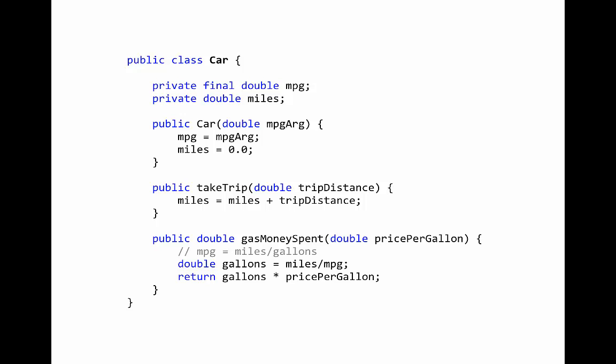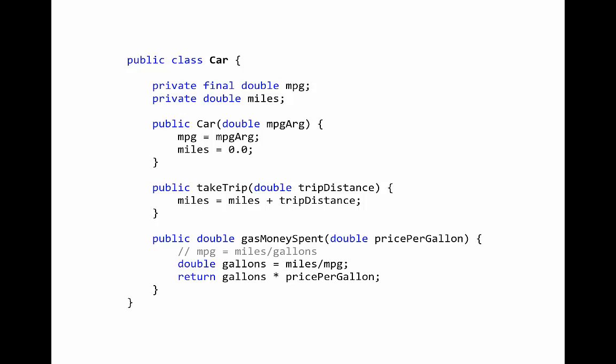Local variables are local to a method or operation. The local variable gallons is local to the method gas money spent. It does not exist outside of this method. You must instantiate local variables before you use them, or Java will give you the error message we saw in the previous slide.